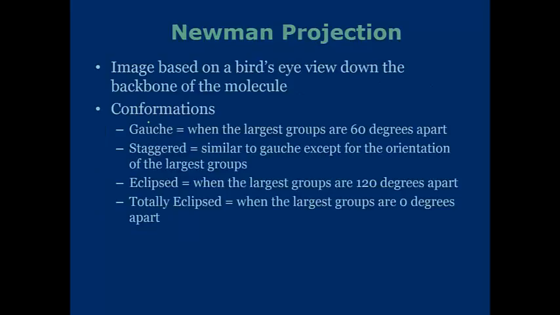What's a Newman projection? A Newman projection is a bird's eye view down the backbone of the molecule. What's that going to look like? Well, how about we talk about a couple? So there are multiple conformations we need to go into, the first being gauche. This is when the largest groups are 60 degrees apart. Staggered is similar, except for the orientation of the largest groups. Eclipsed is when the largest groups are 120 degrees apart, and total eclipse is when the largest groups are 0 degrees apart.